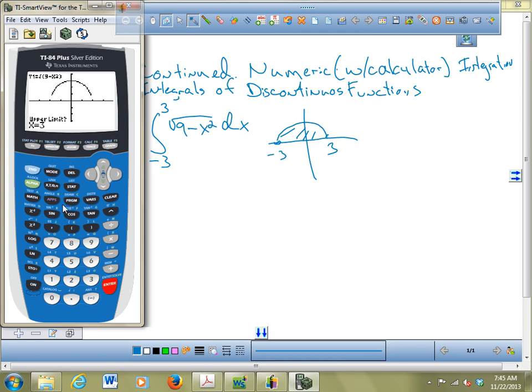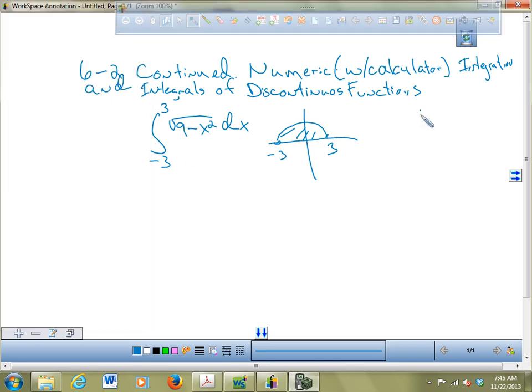It looks like my answer is about 14.13, and hopefully that's about 9 pi over 2, which we showed you yesterday, because that's the area of that semicircle. Is that 9 pi over 2? Is that about 14? Yes? So that's about the same.